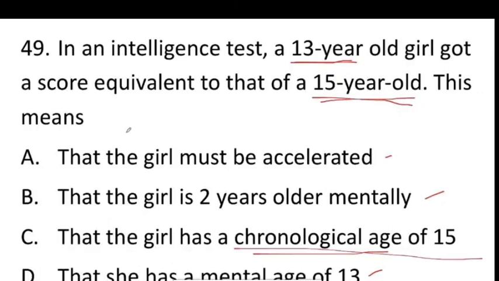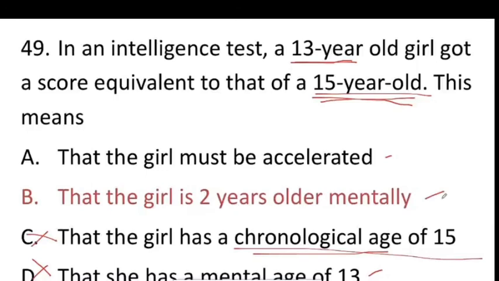So, we cannot choose C. We don't say that the chronological age is 15. We also don't say that the mental age is 13. Dahil yung mental age nga is that of a 15-year-old. So, your correct answer would be letter B. The girl is 2 years older mentally. She is 13 years old, but her mental capacity is that of a 15-year-old. Okay, so that's letter B.